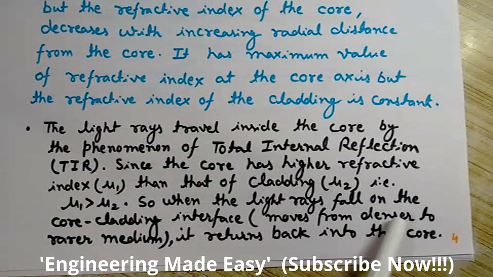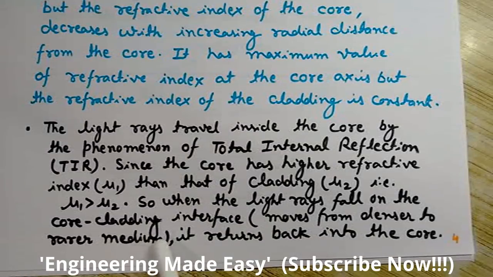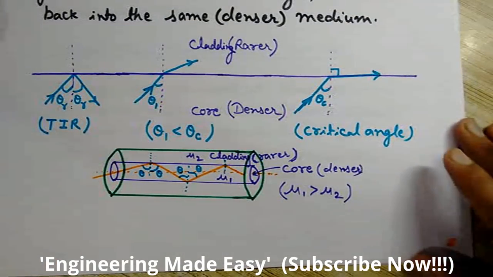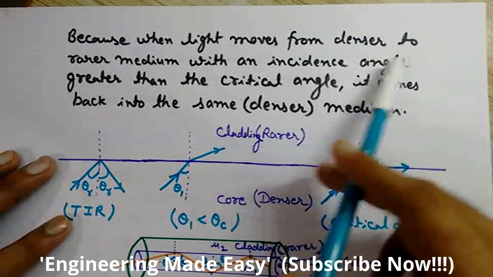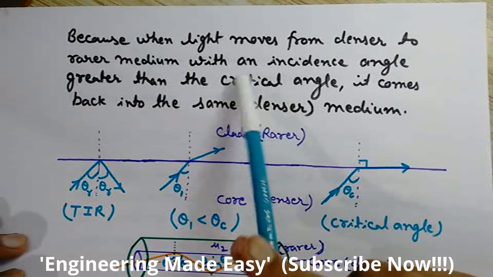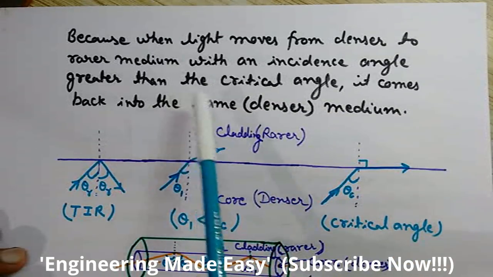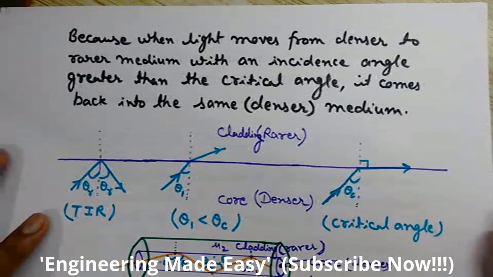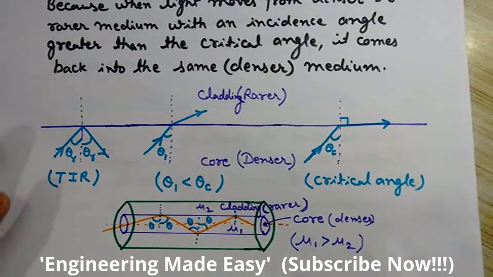So when the light rays fall on the core-cladding interface, moving from denser to rarer medium, they return back into the core. Did you get the concept? If not, I will tell you. When light moves from denser to rarer medium with an incident angle greater than the critical angle, it comes back into the same denser medium. So how does it take place? I will tell you.